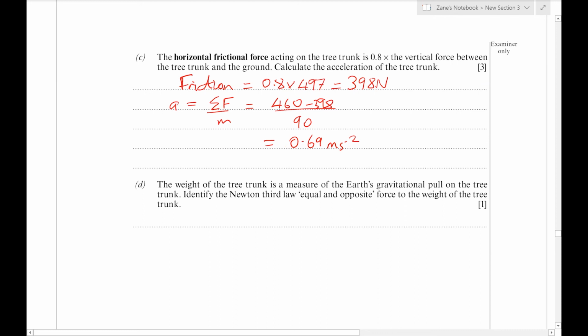The final part of the question tells us that the weight of the tree trunk is a measure of the Earth's gravitational pull on the tree trunk, and we've got to identify the Newton's third law equal and opposite force to the weight of the tree trunk. All we've got to do here is remember, when we write a Newton's third law pair, we just swap the objects. So the third law pair is, instead of the Earth's gravitational pull on the tree trunk, it's going to be the tree trunk's gravitational pull on the Earth. Very easy, just simply swap the two objects around.